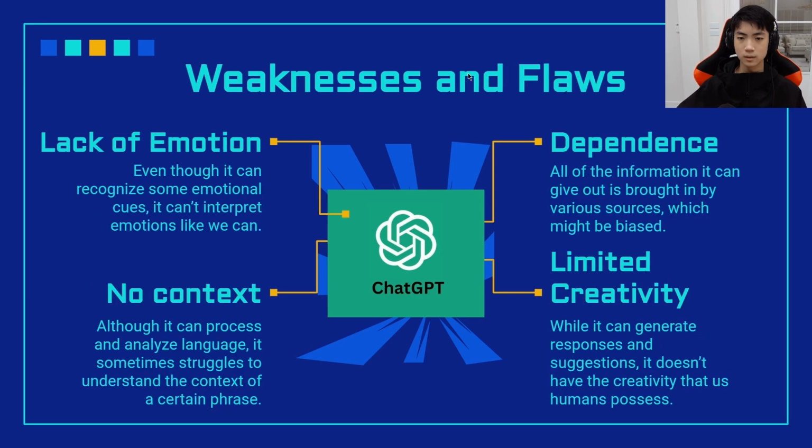Yeah. Now some weaknesses and flaws of ChatGPT are the lack of emotion, no context, dependence, and limited creativity. Lack of emotion. Of course, it's an AI. It cannot tell emotion. Some people might say AI is going to catch up with us really soon. It probably will in some cases, such as knowledge and intelligence. But humans have something that AIs don't. Emotion. We can feel emotion much better than AI. Maybe AI can look at somebody's face and go, hey, that person is sad, happy, or whatever, right?